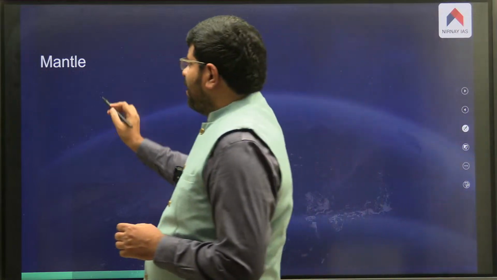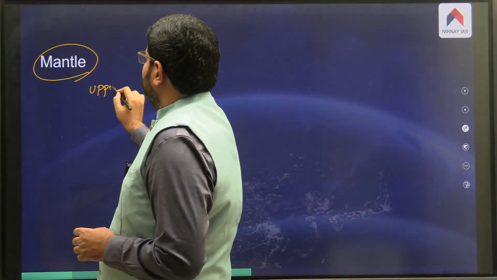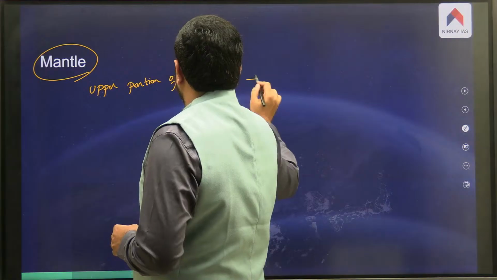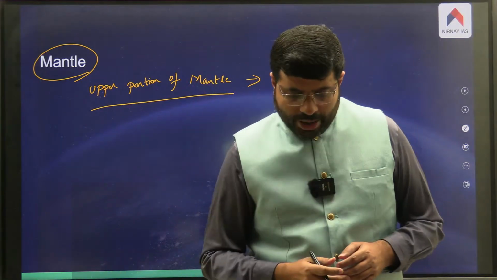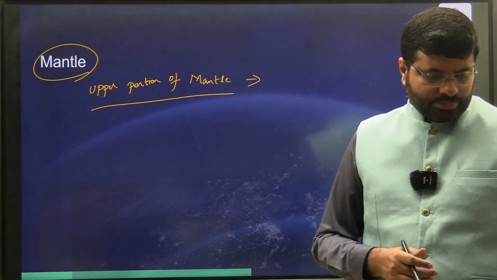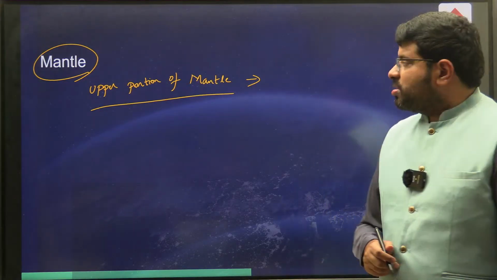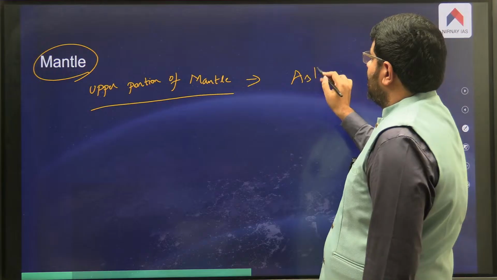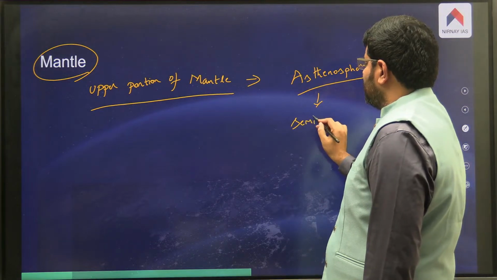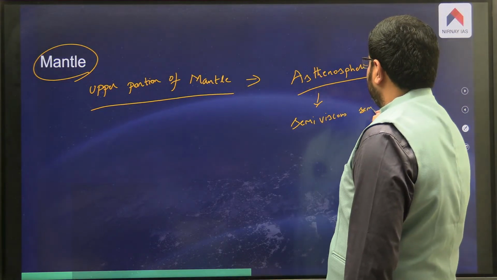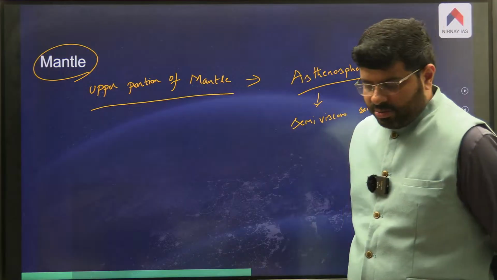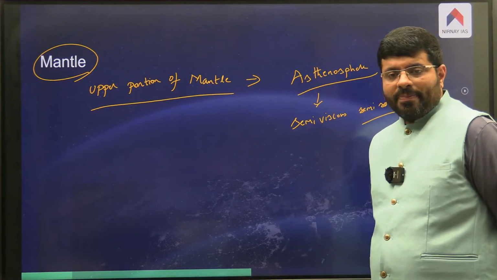What is the upper portion of the mantle called? Anyone? The upper portion of the mantle is what we call the asthenosphere, which is semi-viscous, semi-solid. That is the asthenosphere, the magma layer.